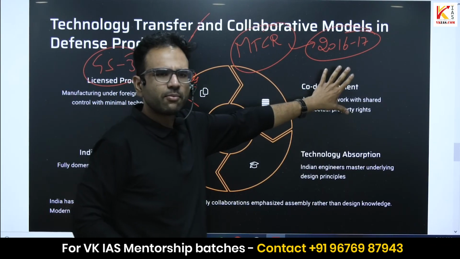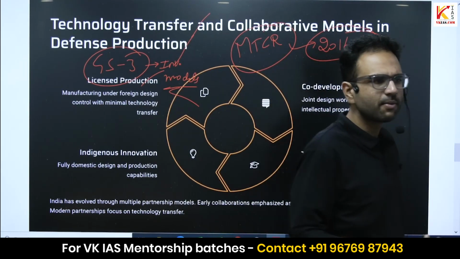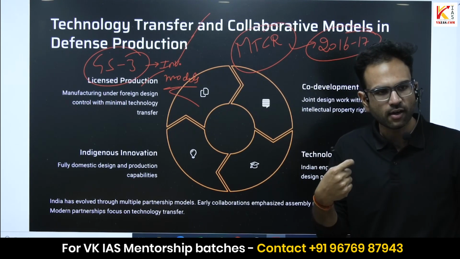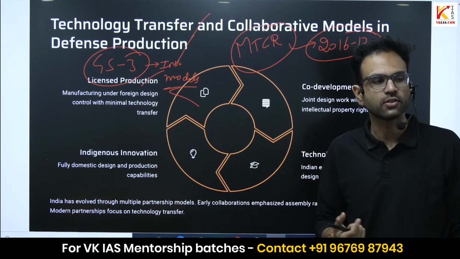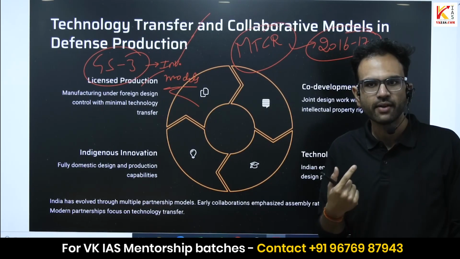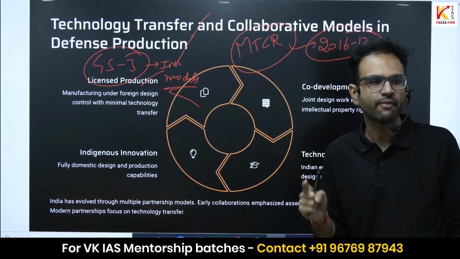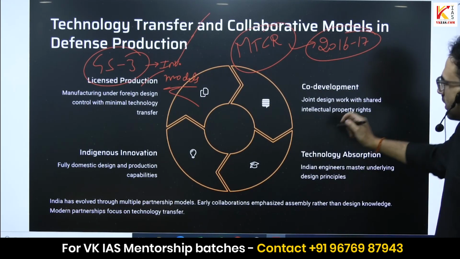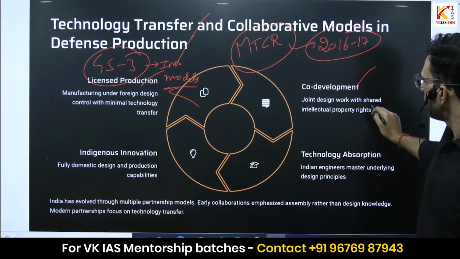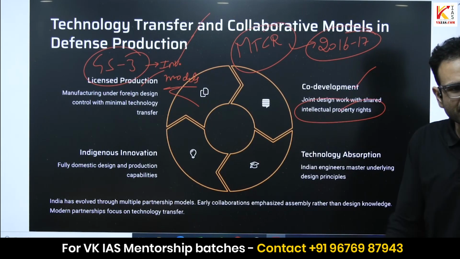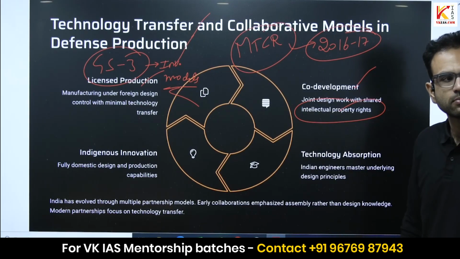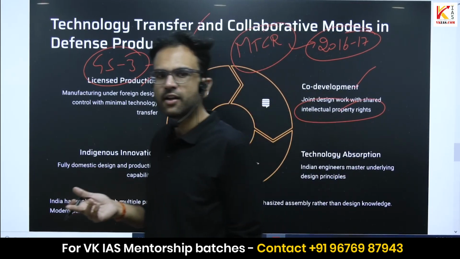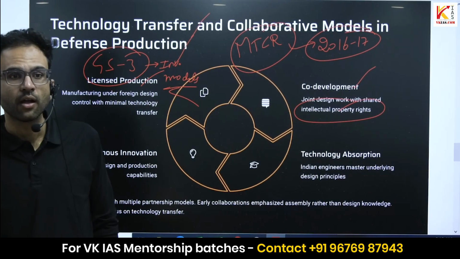I'm giving the example of BrahMos because it's a co-development. Similarly, we can partner with any specific domestic industry also. Let's say we have a strategic partnership with Reliance Defence to produce some equipment. That is also an example of co-development. Then, intellectual property rights. Again, is this a part of the syllabus? What do you mean by intellectual property right? Is patent the only intellectual property right? Copyright.